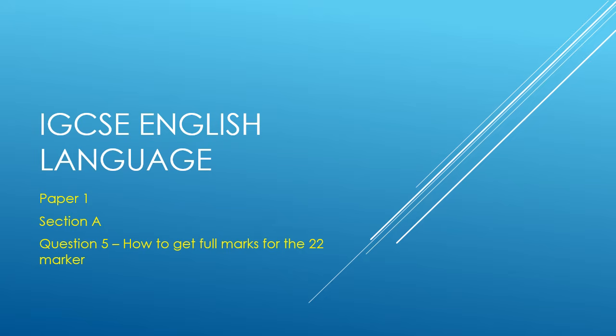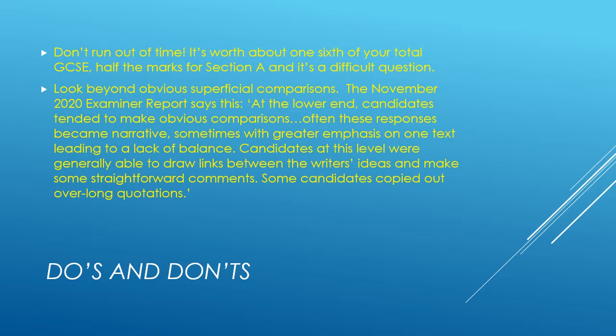We're going to look at question 5 in paper 1 section A. This is worth 22 marks, so it's really important that you do it well. The first thing then is don't run out of time.